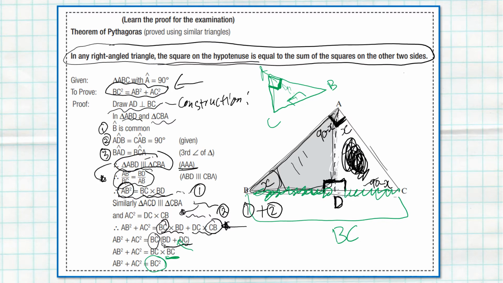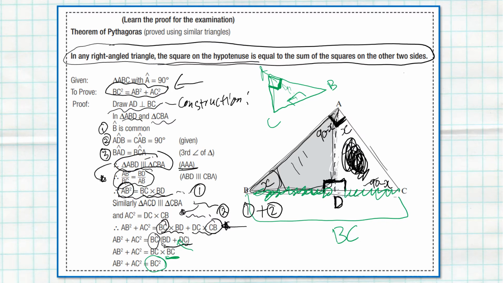Step number two, now you also go to the other smaller triangle. You prove similarity between that smaller triangle and the bigger triangle. Again, after proving similarity, you can now go to proportionality. Remember, from similarity we go to proportionality. After proportionality, check the two ratios that, when you cross multiply, will give you something with a square. Then you say equation two.